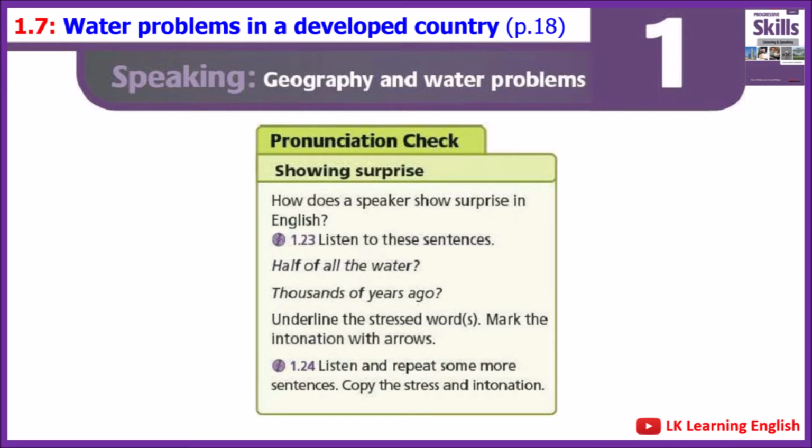Pronunciation check. Listen and repeat some more sentences. Copy the stress and intonation. 10 metres a year. A tropical climate. 4,000 per square kilometre. 30 degrees centigrade. Visual learners or oral learners? Last month or last year?